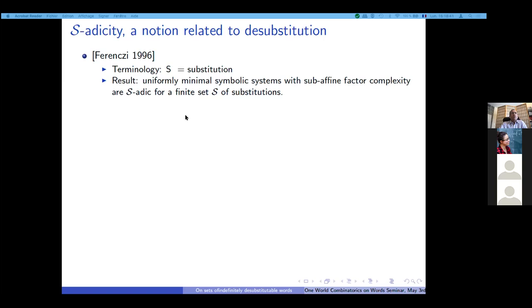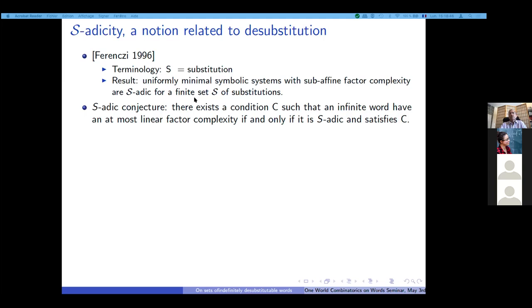Second aspect: the work of Ferenczi was considered in the context of the asadic conjecture, the conjecture that there exists a condition C such that any infinite word or infinite minimal symbolic system satisfying it has linear factor complexity, even if it is asadic. We'll see in a moment that it is related to the notion of stable sets and the condition C. The difference between the asadic conjecture and many works concerning asadicity is that in this talk, I try to do things without any condition C.